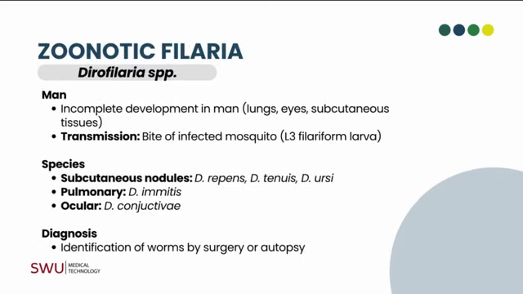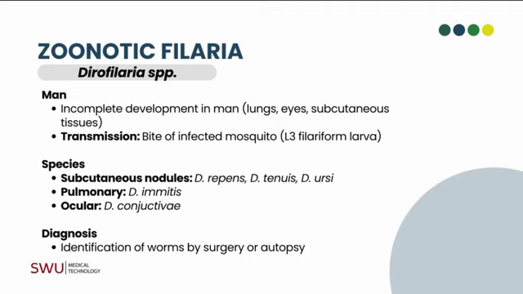Finally, we have the causative agent of zoonotic filariasis, the species of Dirofilaria. Since this parasite is a parasite of lower animals, it will undergo incomplete development. So only immature adult worms are formed in man, particularly in the lungs, eyes, and subcutaneous tissues. Its transmission is attributed to the bite of an infected mosquito, and this infected mosquito carries the infective stage to man, the L3 filariform larvae.